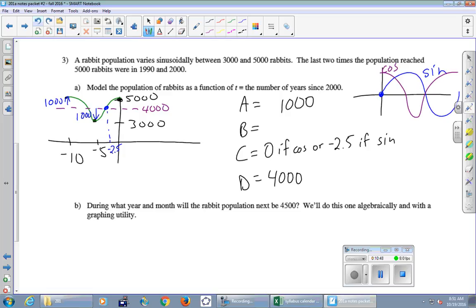The period is the first thing we need to know. Just by looking at it, the period is how much? 10. That's how long a complete cycle takes. So the period is 10.